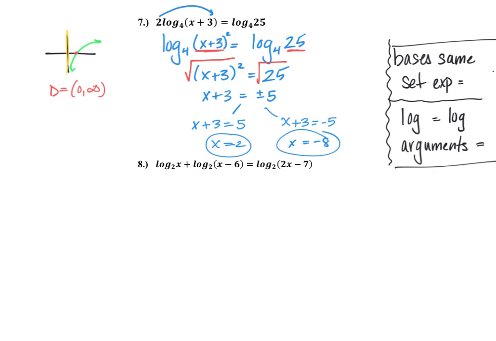All right, so let's check these values. Positive 2, if I plug it in here, is fine because 2 plus 3 gives me 5, and that's positive. Good to go. Negative 8, when I plug in here, ooh, that doesn't work because negative 8 plus 3 gives me a negative 5. So, sorry, negative 8, you are gone. My only answer is positive 2. Why don't you pause the video and see if you can solve number 8 on your own.